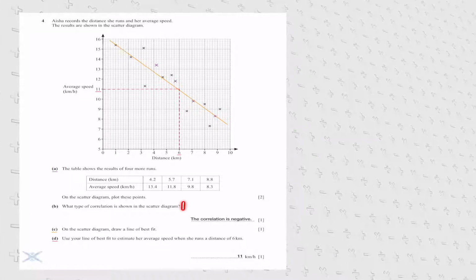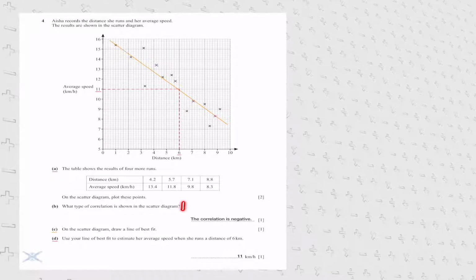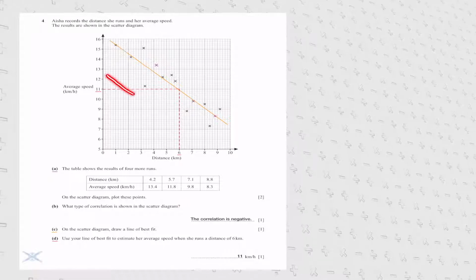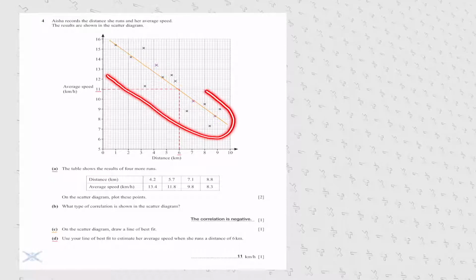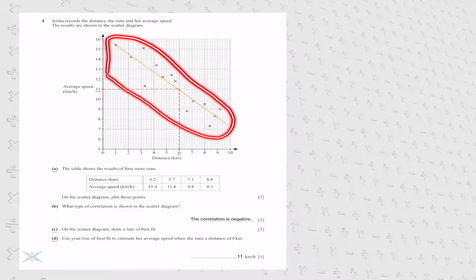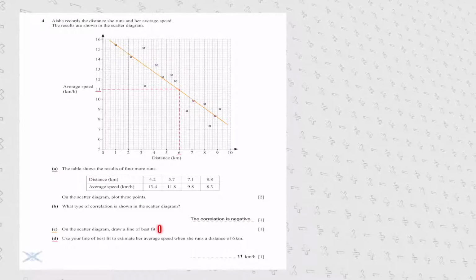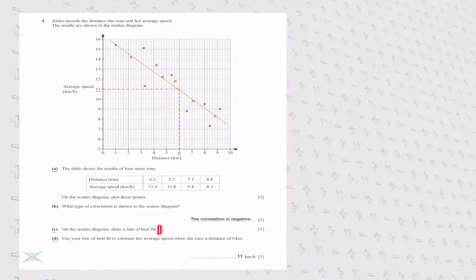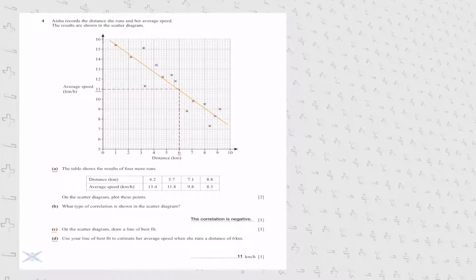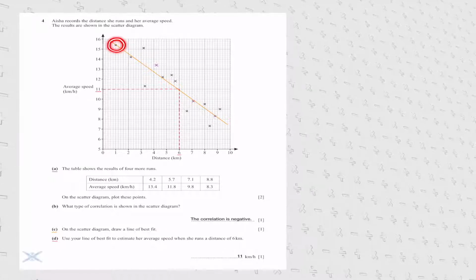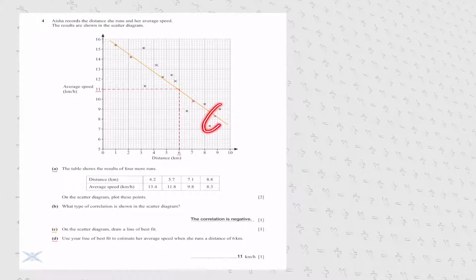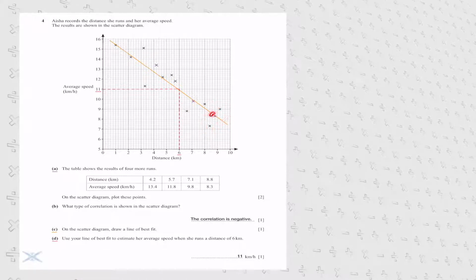Exercise B wants us to determine the correlation that is shown in this scatter diagram. As we can see, all of those points inside of this diagram follow a downward trajectory, which means that the correlation is negative. Exercise C requires us to draw a line that best fits the scatter diagram. One way to do it would be to take the point at the top left corner and connect it to the one that's just in between those 3 points.